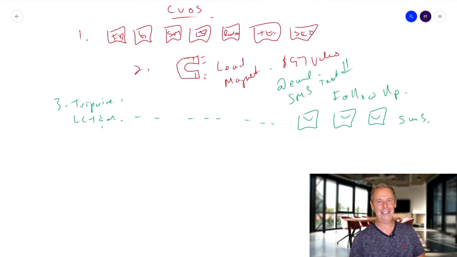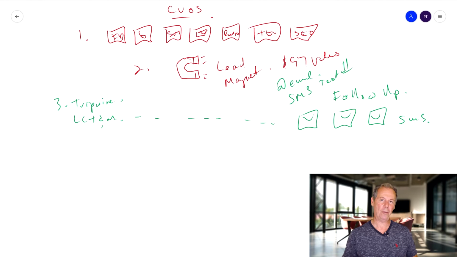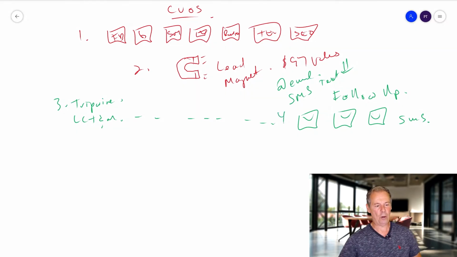On a consistent basis, keep delivering some value, at least stay in front of them so that they don't forget who you are. If you're expecting people to come to your website and just buy something right away, that's probably not going to happen. And if you let them go without communicating with them, you're going to lose that business for good. So this is really part 4 over here, which is the follow-up system.